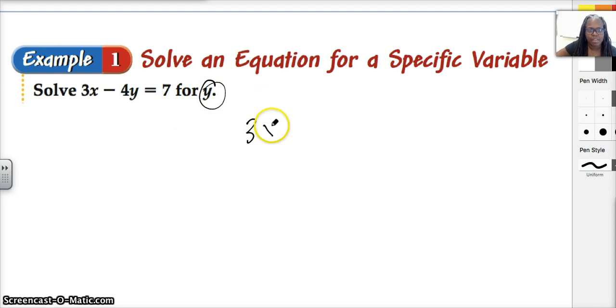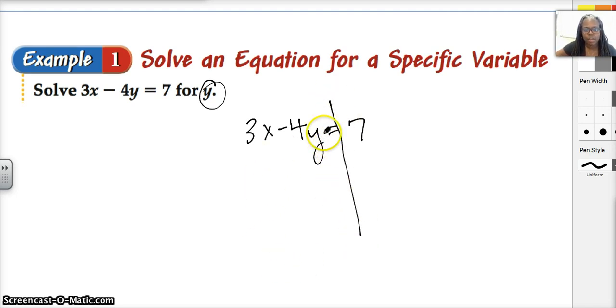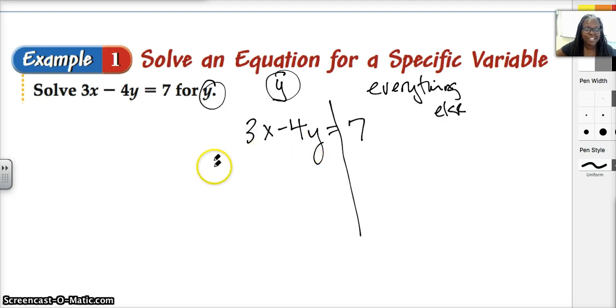So I take the problem just as I normally would if I were solving any kind of equation. I'd sometimes draw a line right down the center, right along the equal sign. And what I'm going to do is isolate the y term. So I want y's on one side and everything else, not just constants, but everything else on the other side of the equation. So I need to get rid of the 3x. I get rid of that by adding the opposite. I'm going to add a negative 3x to both sides.